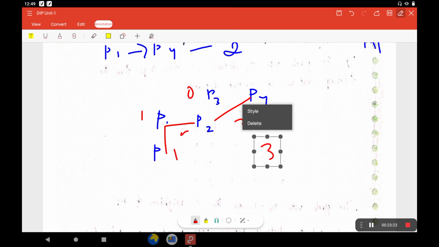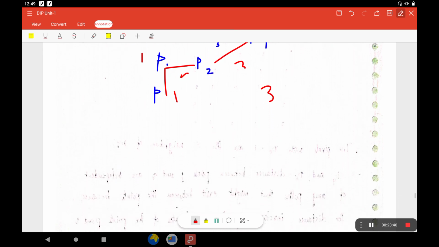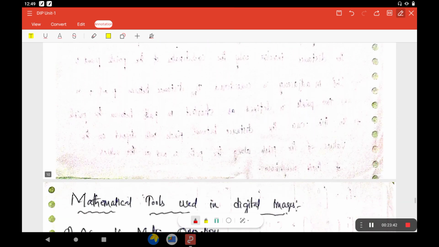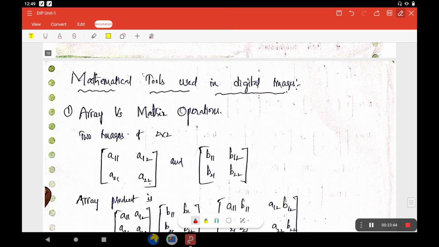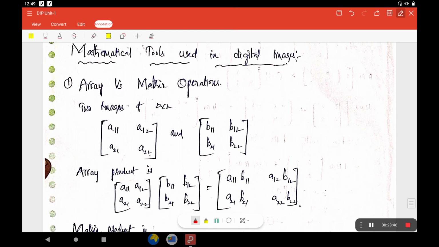That means in the case of M adjacency, we not only consider the path direction, we also consider the values. Based on the corresponding values, we have to decide the corresponding path. Okay, so that is nothing but M adjacency. I hope this video is very clear for you up to now. Next one is mathematical tools used in image processing. That will be discussed in the next video.